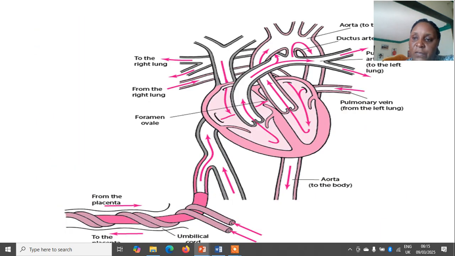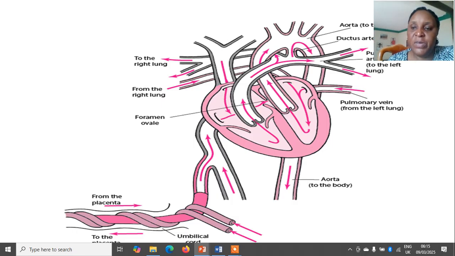Okay, before we look at the postnatal changes, let me briefly emphasize the circulation, the flow. One, we said that blood comes in from the placenta. As it comes in from the placenta, it bypasses the liver through the ductus venosus.